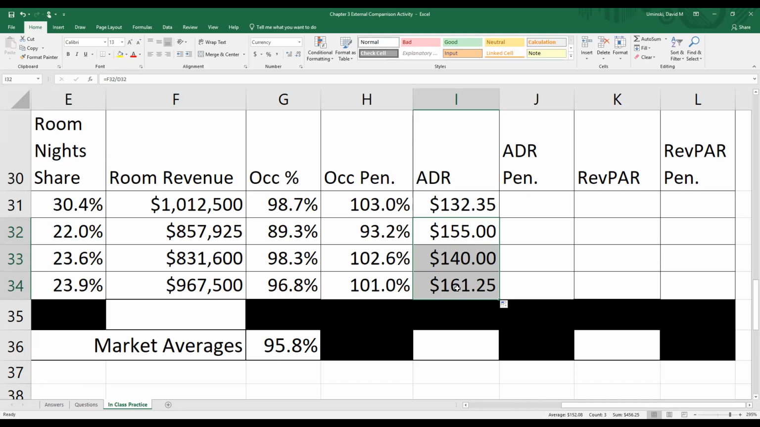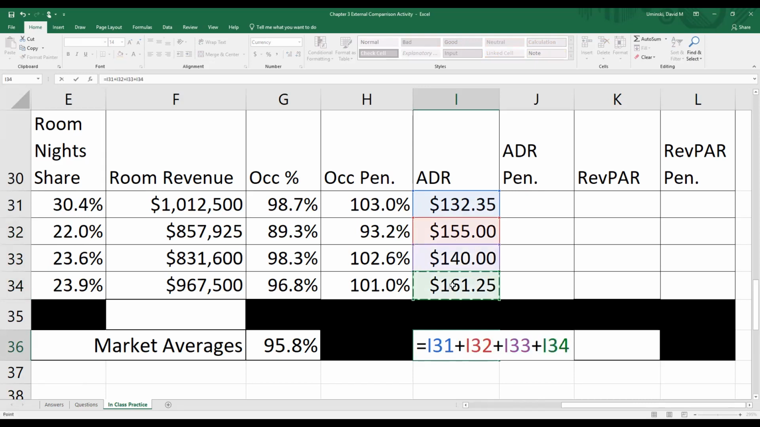Okay. To do our penetration index, again, we're going to compare each hotel to what? The average of the market. So how do we find the average of the market? We add up all of these, and then we divide by the number that we have, which in this case is 4.